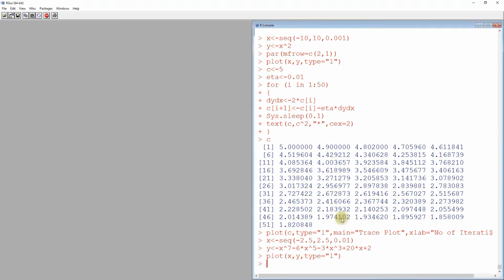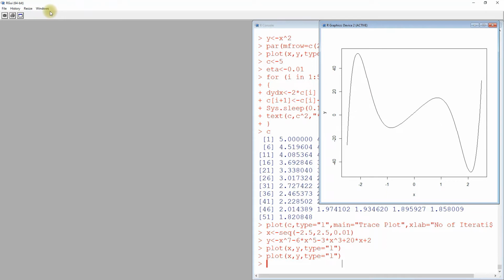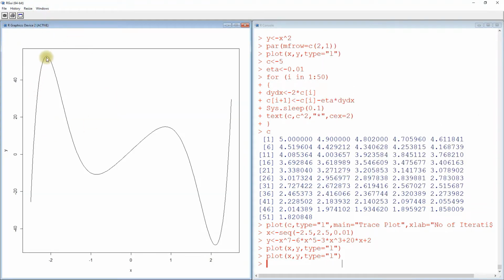Let me just close that again and rerun that file vertically. So here we go. Now you see another function here, which is a polynomial where you have a local minimum and a global minimum. So our aim is to reach that global minimum. I will show you a limitation of that method.